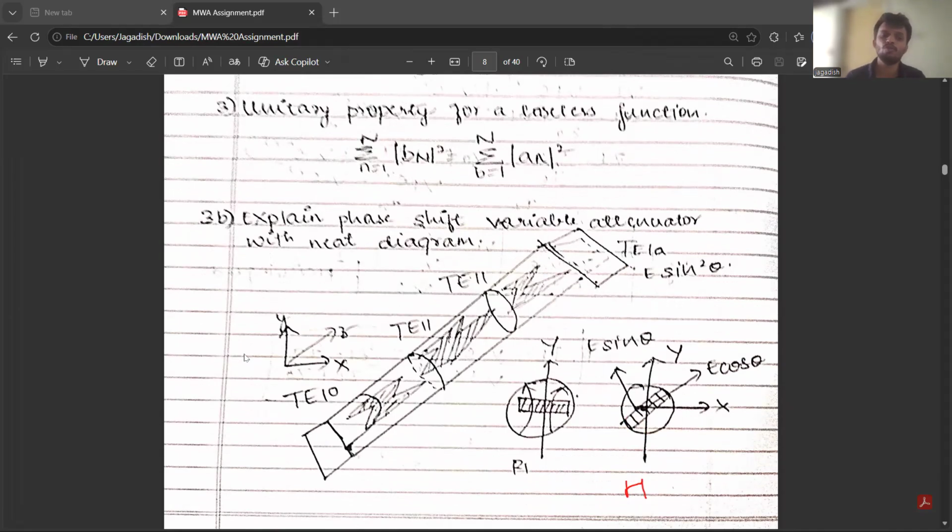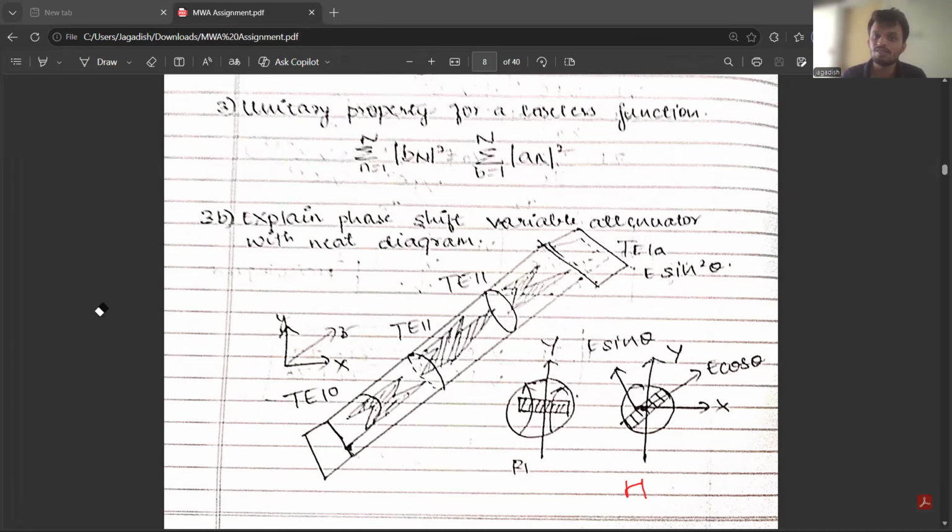Then focus mainly on the E-plane T, H-plane T, and magic T. Practice mainly on the magic T, which is very much important. Learn the derivation using the S matrix representation.